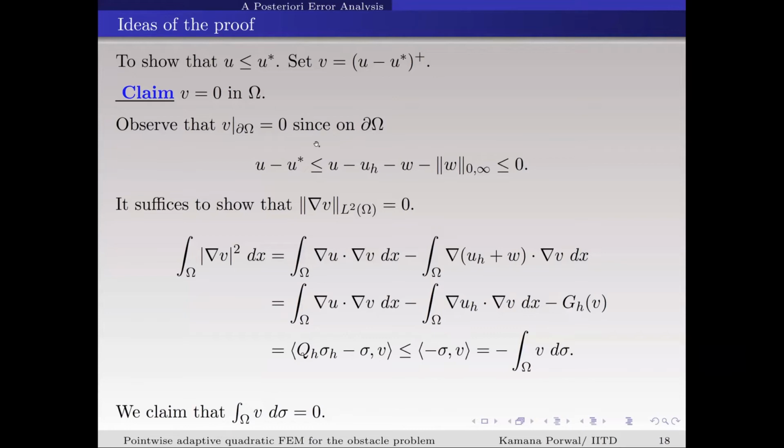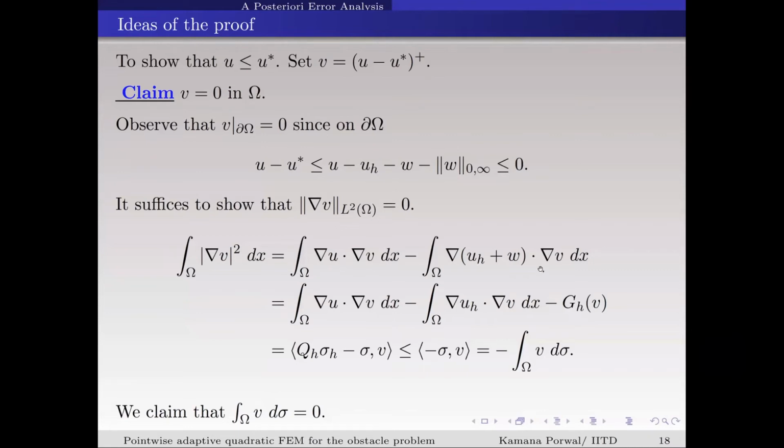And the Poincare inequality can be applied for the function v. So it suffices to show that the L2 norm of the gradient of v is 0, because that will give us that the L2 norm of v is 0, and then from there I will be able to conclude that v is 0 in the domain. So I consider the square of the L2 norm of the gradient of v, and I simply use the definition of v. One v I'm keeping as it is, and for the other v, I use its definition, keeping in mind that the positive part of u minus u star and the negative part of u minus u star will have disjoint support.